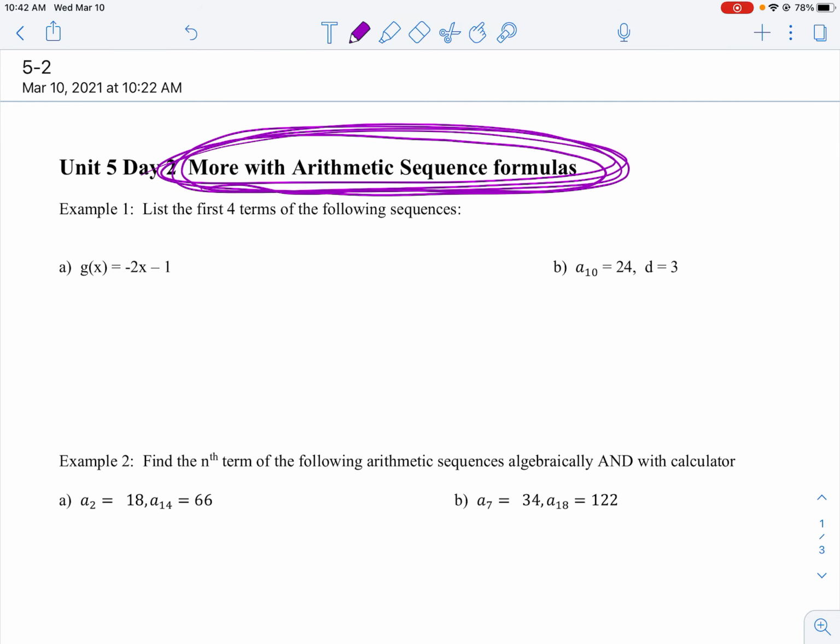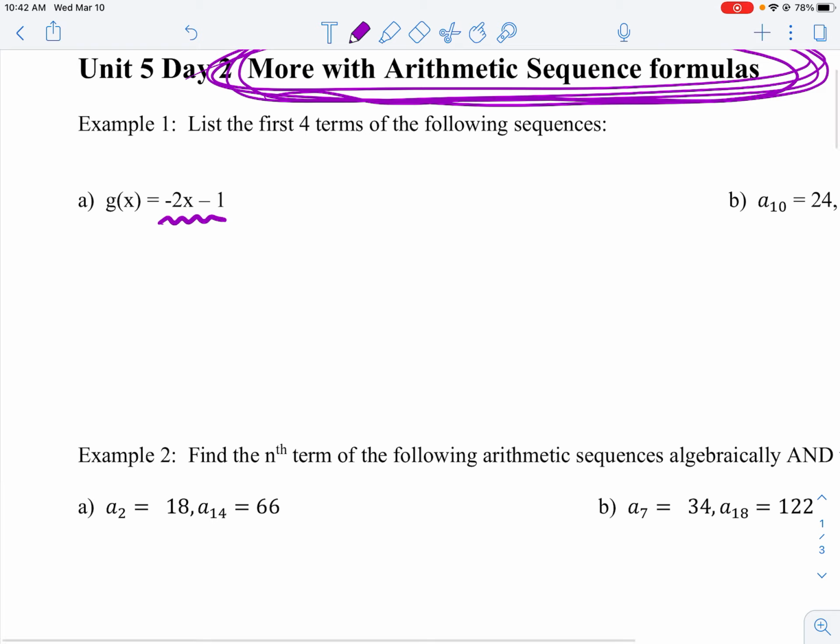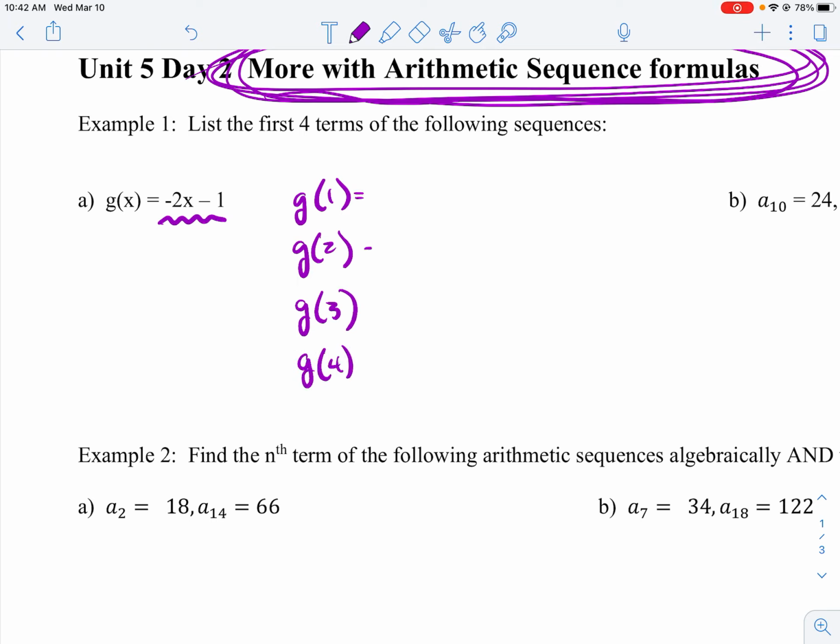So it's saying, list the first 4 terms of the following sequence. So here's what our sequence is. Now remember, these arithmetic sequences look very similar to our linear equations. So here's what we want: we want the first term, the second term, the third term, and the fourth term. And so, negative 2 times 1 minus 1, negative 2 times 2 minus 1, negative 2 times 3 minus 1, and negative 2 times 4 minus 1.